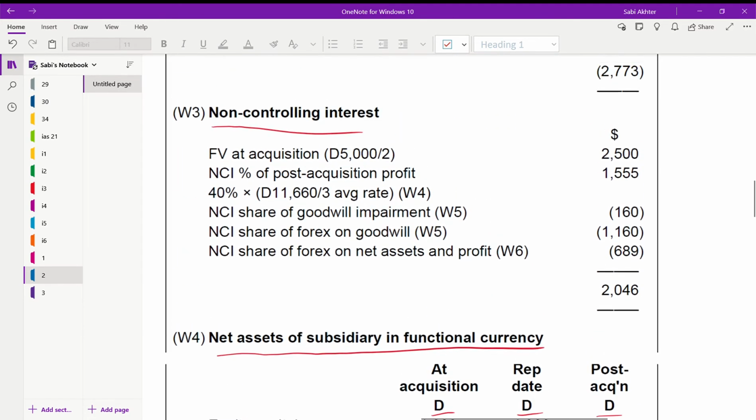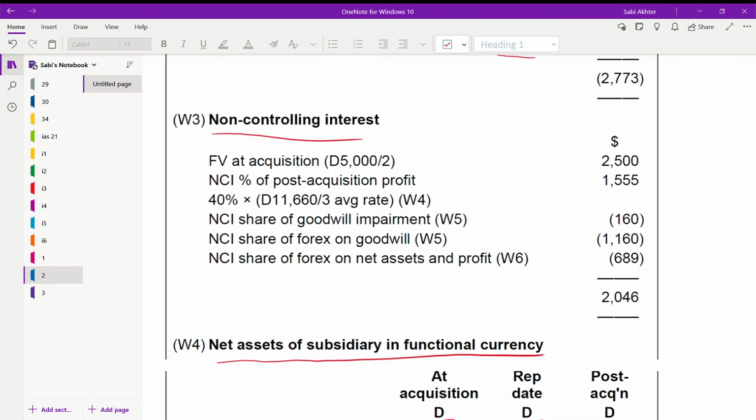Okay, we are left with NCI. So NCI fair value is already given, 5,000. You have to take the opening date, 2. NCI at post acquisition. Post acquisition is already given. This is given. You just have to take 40% this time. In the retained earnings, we are taking the group share. In the NCI, we are taking the NCI share of the post acquisition. But post acquisition is in D, so divide by 3 to find it in dollars, the average rate.